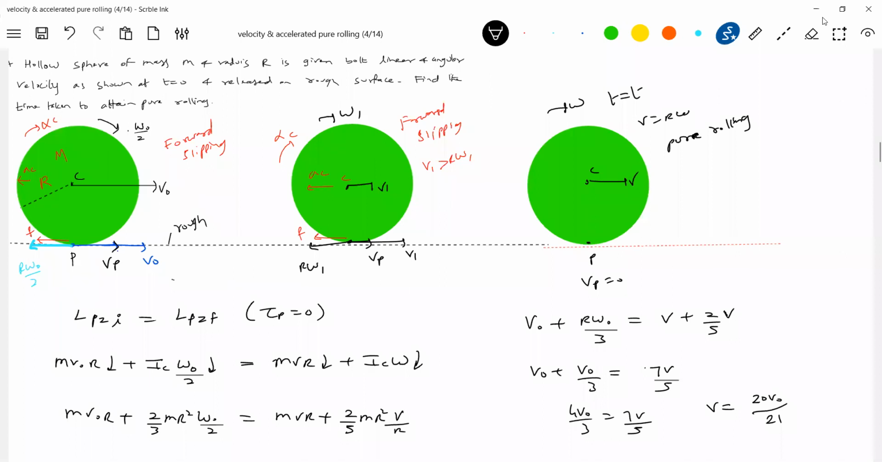Sir? 2 by 3. 2 by 3. Please let me finish off. In the end, you can ask, you can come for everything. This will be 5V by 3. How much are we getting? This is 3. This is 5.